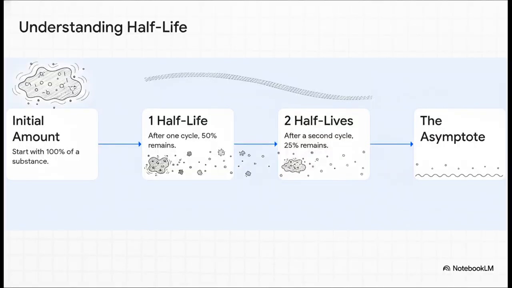Take something like radioactive decay. It follows this incredibly predictable pattern called a half-life. So if you start with 100 grams of something, after one half-life, you've got 50 grams left. After another half-life, you're down to 25, then 12 and a half. You see the pattern, right?